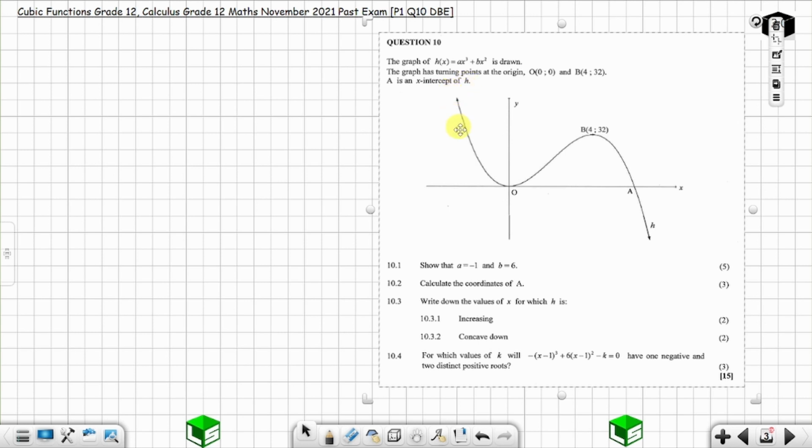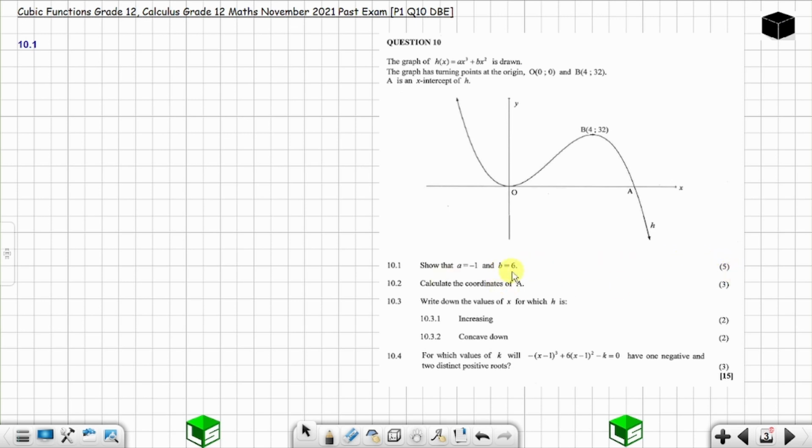Okay, so you can see this is the graph of h. You have the turning point at point O and the turning point at point B. A is an x-intercept of h. So now question 10.1. Show that a is equal to -1 and b is equal to 6. This question is 5 marks.